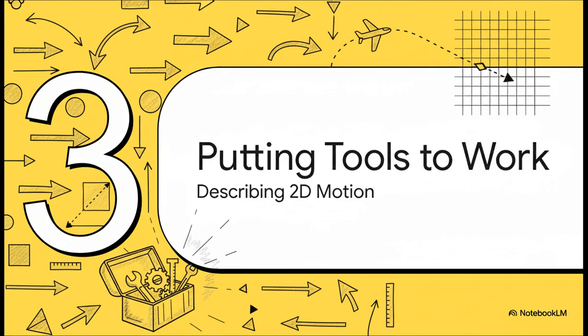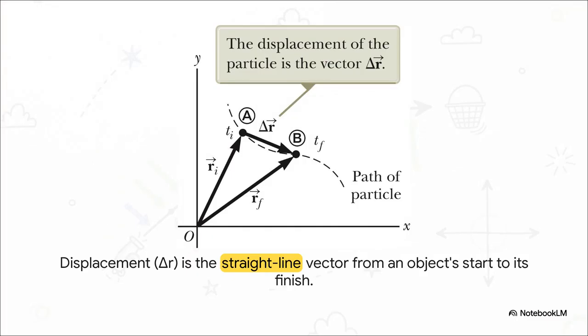Now let's put it to work and start describing how things actually move around in 2 dimensions. This is where it gets fun. First up, we've got displacement. Now, this is a vector that points from where something started to where it ended. And notice, it doesn't care about the long, wiggly path it might have taken to get there. Nope, it's just the most direct, straight line change in position.